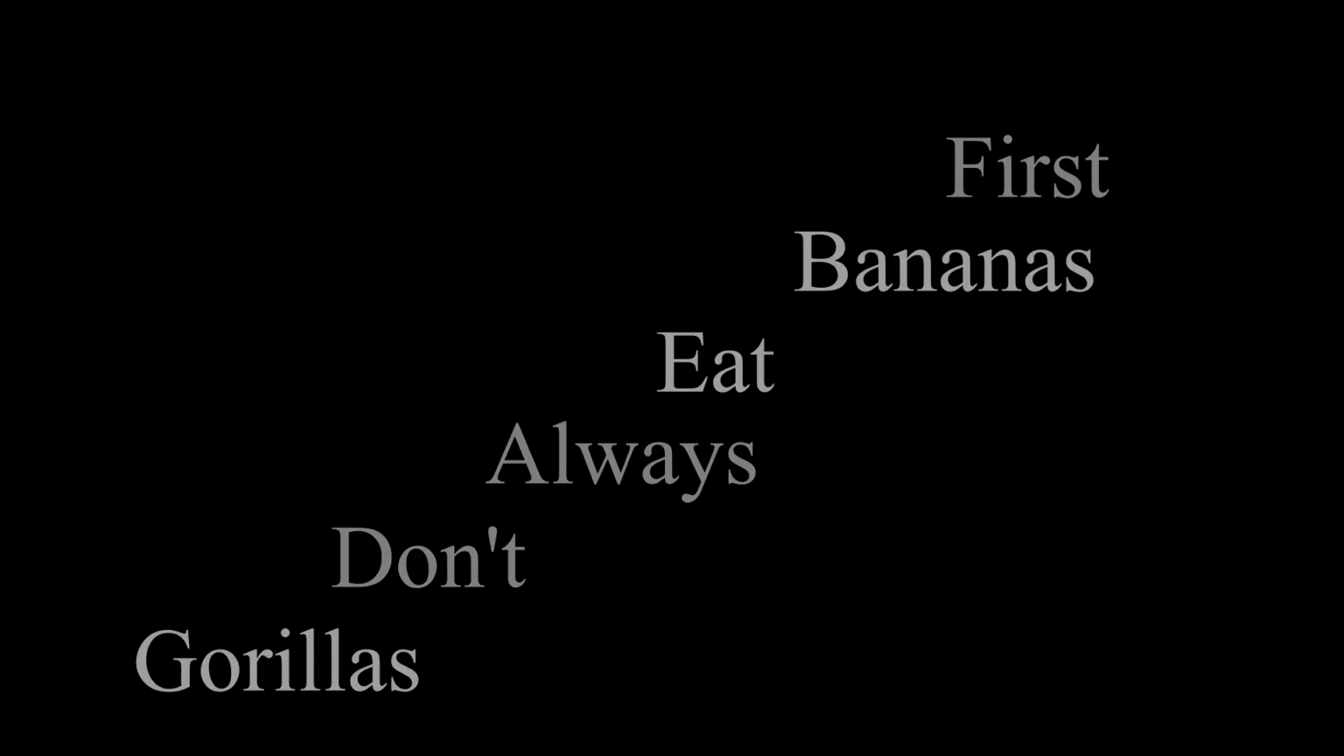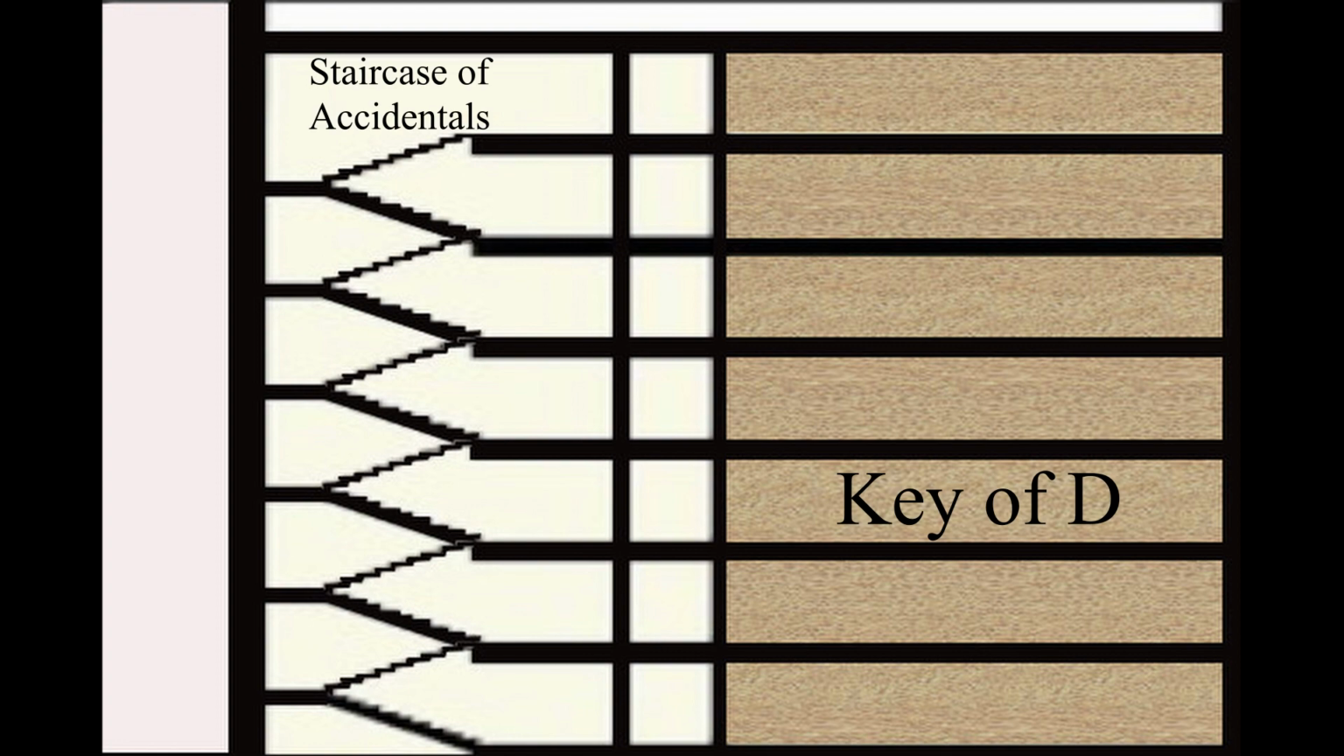Using this mnemonic device, we can easily find the keys that contain sharps. For example, to determine the key that has 2 sharps, say the mnemonic phrase and stop on the second word, gorillas don't. The first letter of the second word, don't, is D, which is the key with 2 sharps. The D would be the second level of the key warehouse using 2 flights of stairs, F sharp and C sharp.